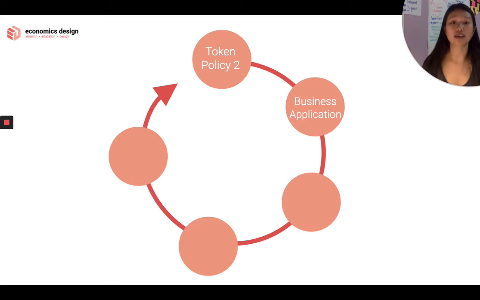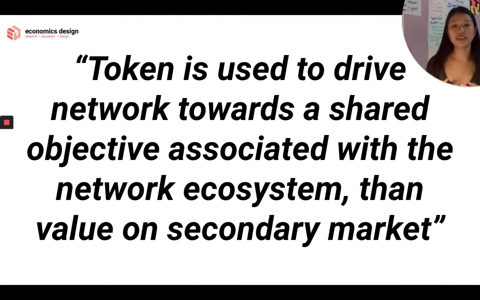Then we're going to look at how you should value your tokens, what the variables to consider are, and how you apply them. So firstly, before I continue, I just want to put this out there: the token is used to drive the network towards a shared objective, not value on the secondary market. What does it mean? That means the token exists as a way to coordinate activities, to coordinate transactions, to allow all the decentralized participants to work together towards a shared objective.